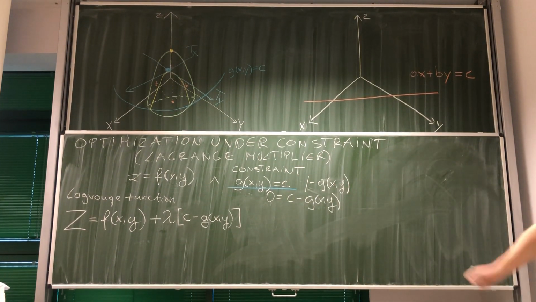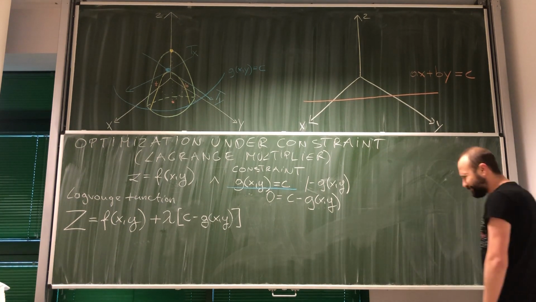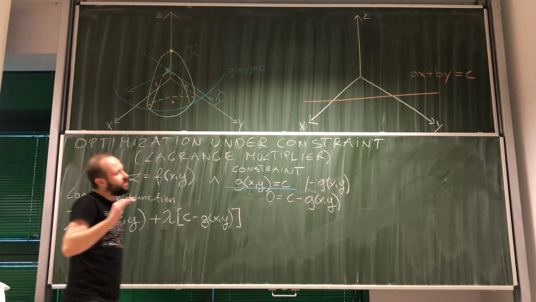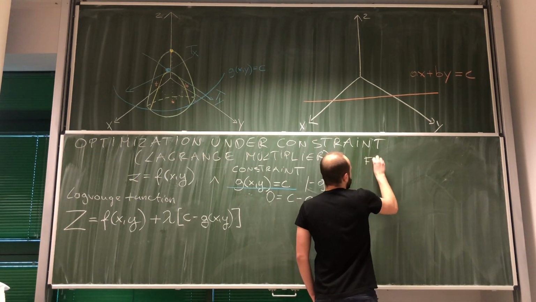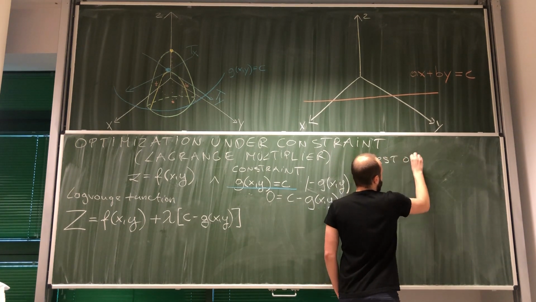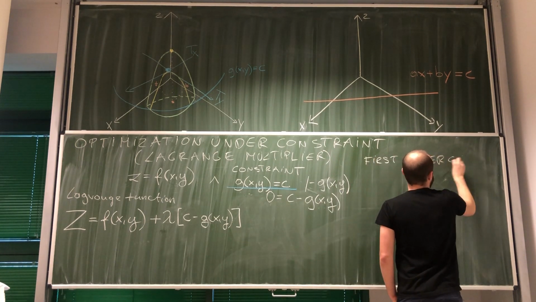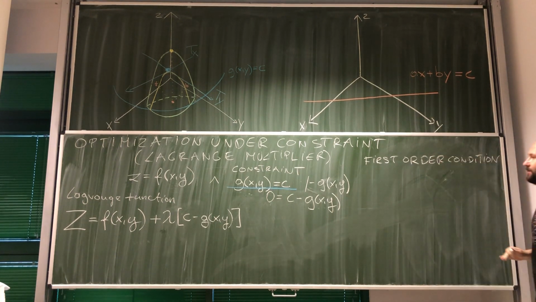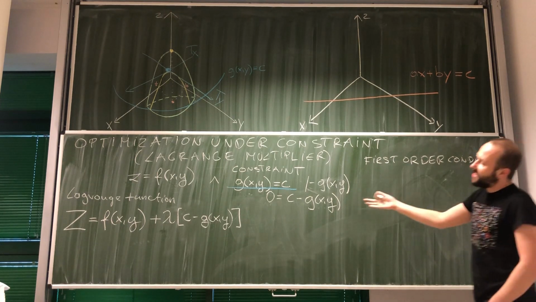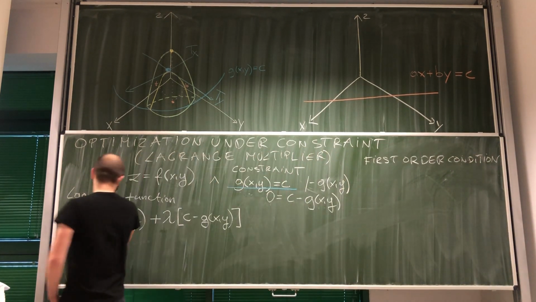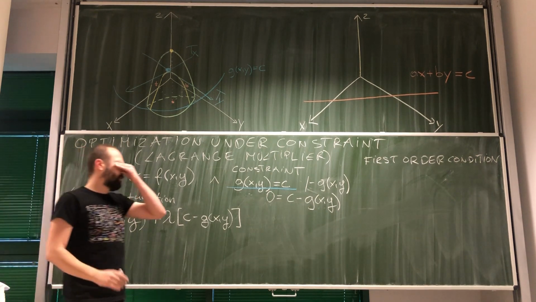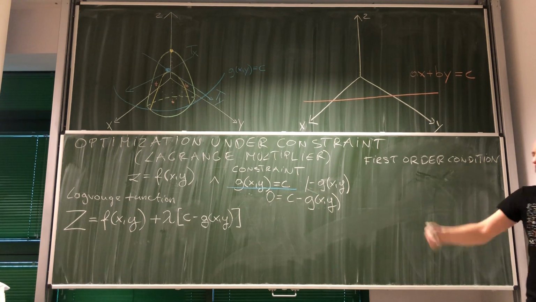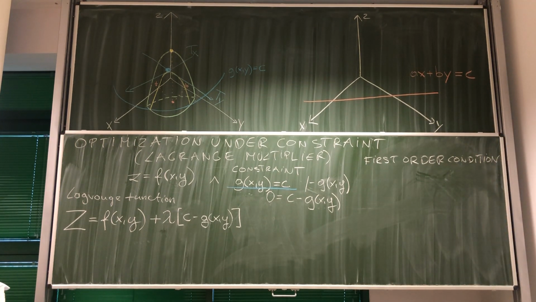We, of course, need to proceed in exactly the same way as we did previously. So we'll need to start with the first order condition. Okay, and what do we do in the first order condition? We take a function and we differentiate it with respect to all the variables in this function, right?